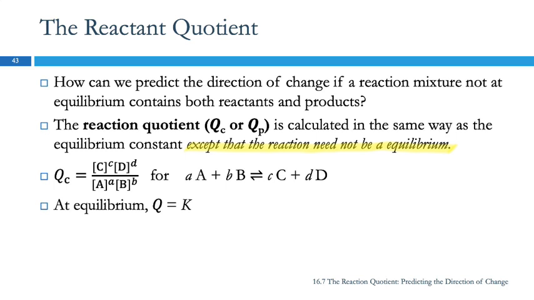in the reverse direction? So for this generic equation, QC would be the concentrations raised to their powers, etc., just like K. When the reaction is at equilibrium, then Q is equal to K. So Q is calculated exactly like K, it's just it may not be at equilibrium right now.